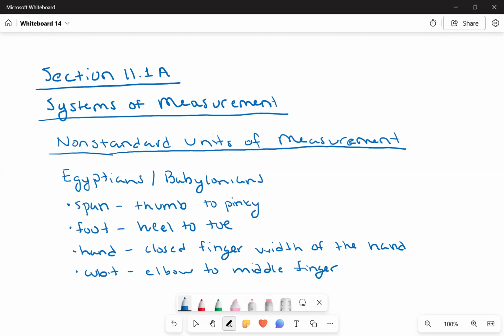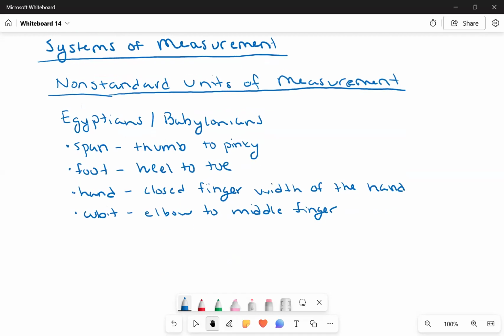You've probably heard span, cubit, foot, hand at some point, maybe in history or reading some sort of historical document. You might have seen those units of measurement mentioned, using just what they had on hand at the time.